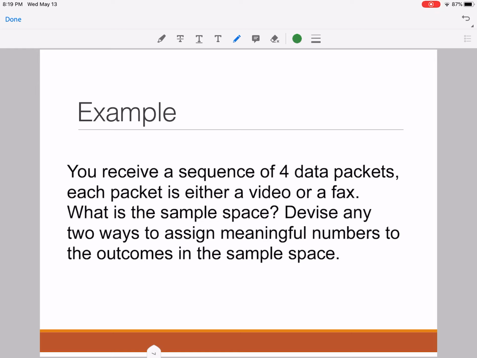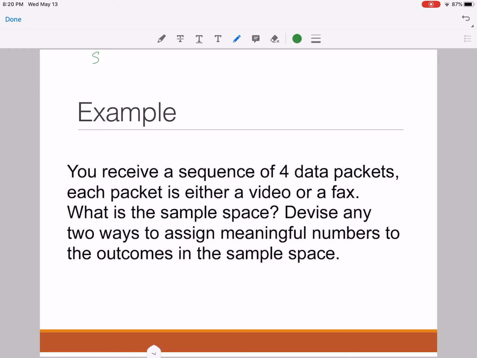Let's say that you receive a sequence of 4 data packets where each packet is either a video or a fax. What is the sample space? Devise any 2 ways of assigning meaningful numbers to the outcomes of the sample space. Now this experiment, receiving 4 packets, is going to have a non-numerical sample space. So we need to assign some meaningful numbers to the outcomes of the sample space. Let me give you one example.